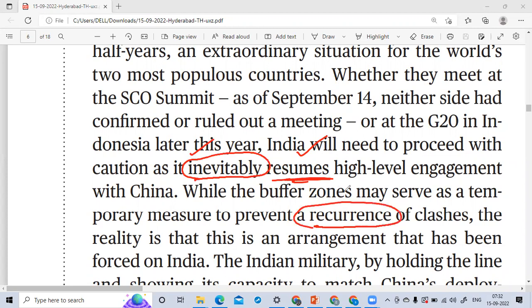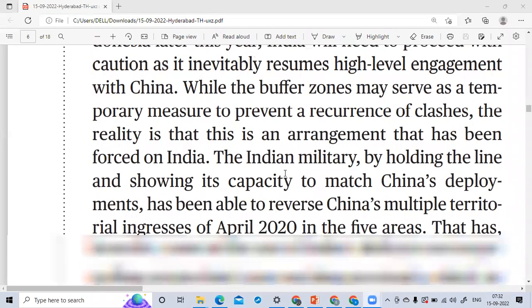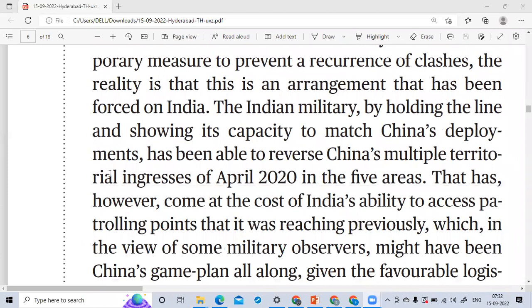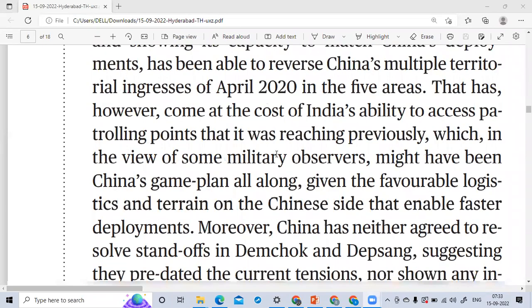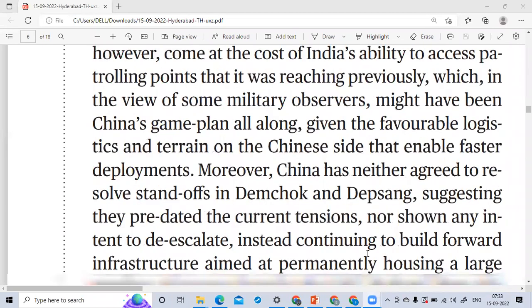Recurrence. Recurrence of clashes. Recurrence means happen again. In our English, we have a section called one-word substitutes, and recurrence is a part of one-word substitutes also. Something that happens again, okay? So let me take you to another important vocabulary, my dear friends.